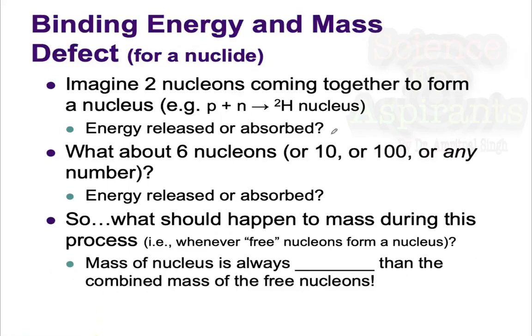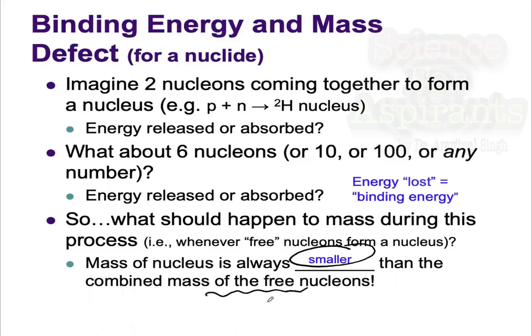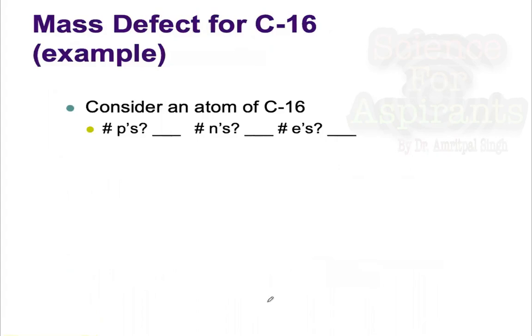And similarly, if there are many, many nucleons within the nucleus and we interact all those nucleons, like in a nuclear fission reaction, the energy is very, very high. The mass of the nucleus formed is always smaller than the combined mass of these free nucleons. And how much smaller it is means how much energy is lost within that particular reaction.